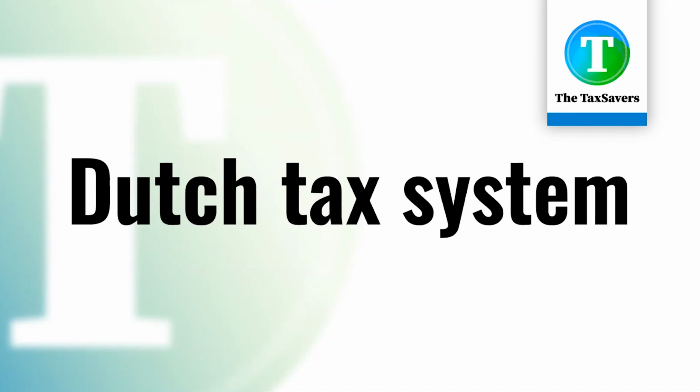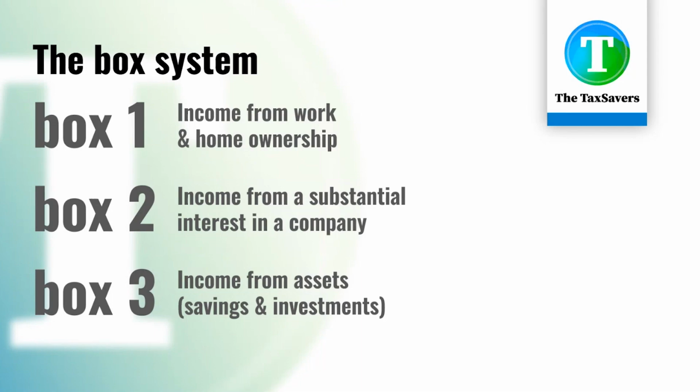We'll start with the most important part, the Dutch tax system itself. The Dutch tax system is split up into three boxes. Box 1 includes income from work and home ownership. Box 2 is for income from having a substantial interest, and Box 3 is relevant for income from assets. These boxes have different taxation structures and tax percentages, which makes it important to understand the difference.